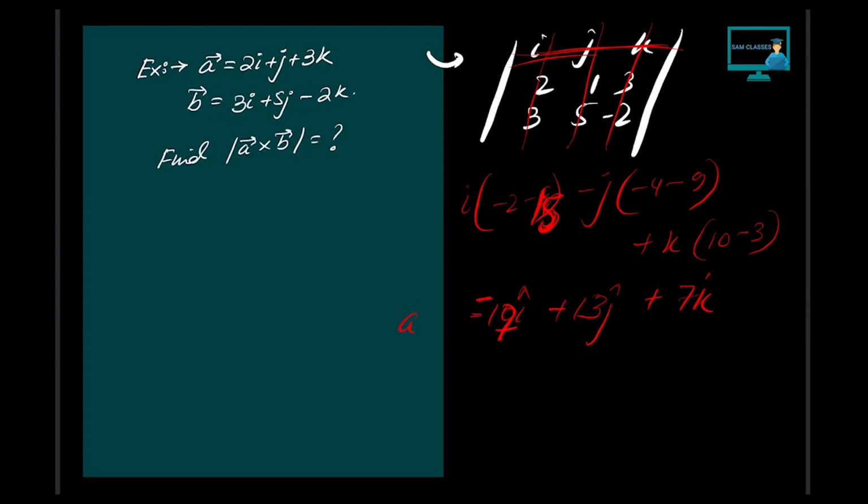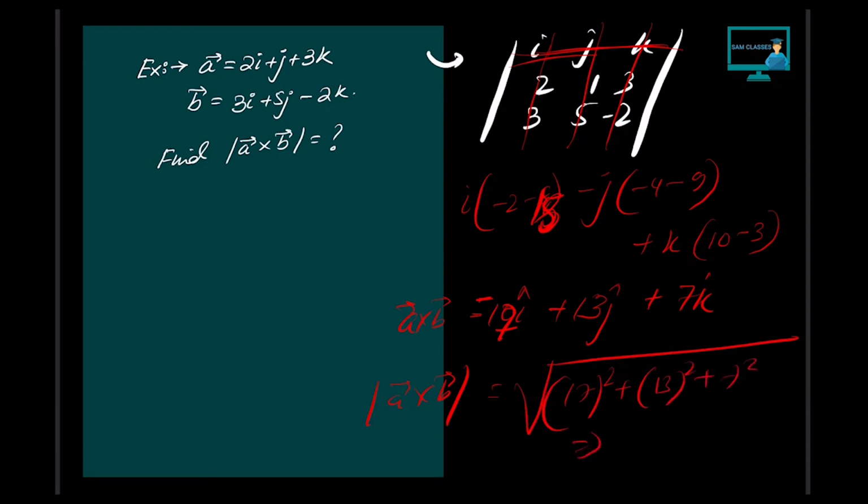Now this is my a vector cross b vector. Have they asked for that? No. They asked for the magnitude. The magnitude of this will be the square root of x square plus y square plus z square. If you solve it, I think you will get 17 square 289, 169 plus 49, 507. That is the answer.